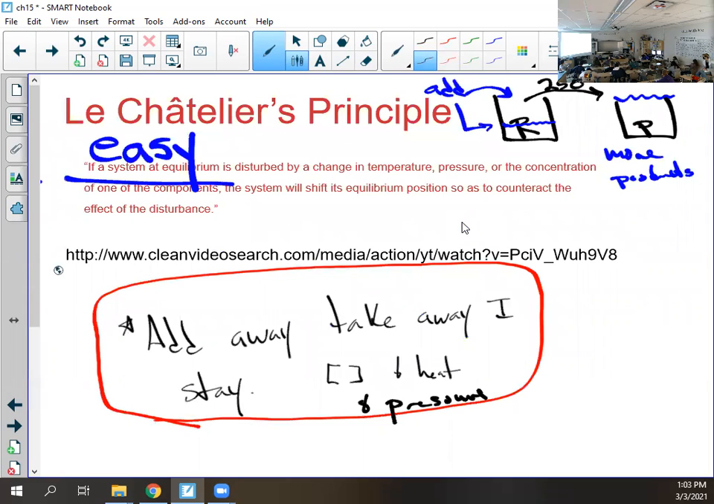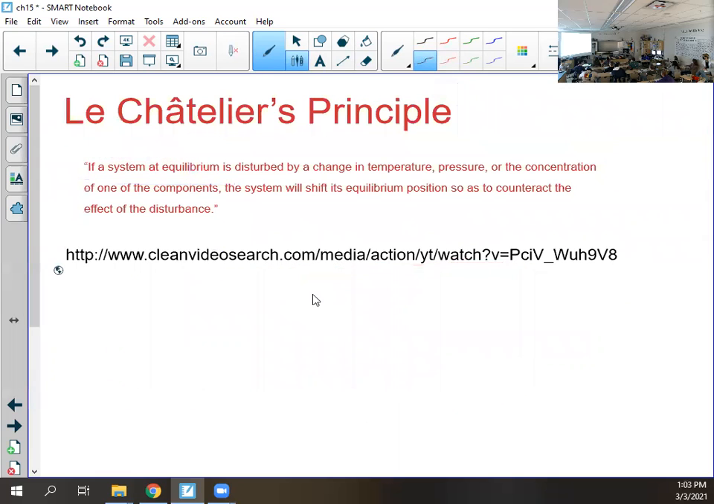So here we go. Le Chatelier's principle says if a system at equilibrium is disturbed by a change in temperature, pressure, or concentration of one of the components, the system will shift its equilibrium position to counteract the effect of the disturbance. That's a lot of words. Reading is hard for me.